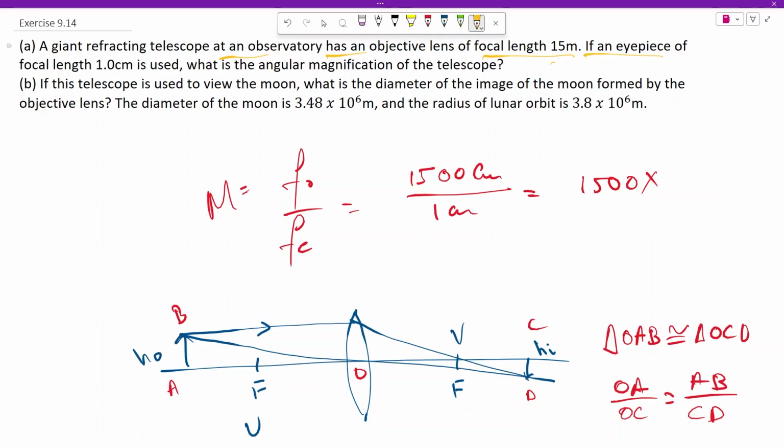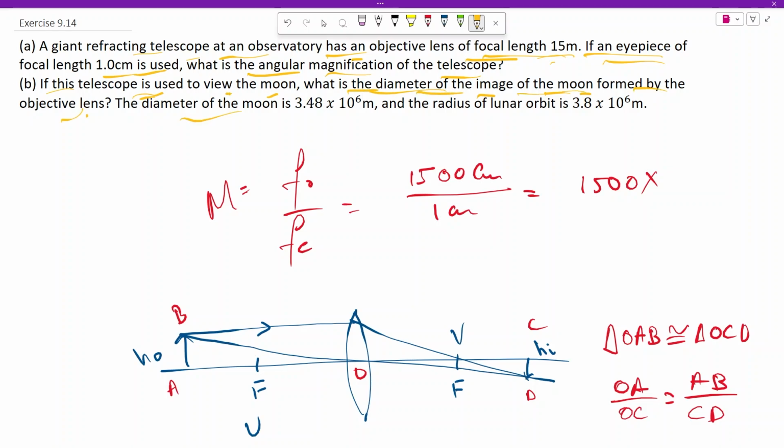The question says that a giant refracting telescope at an observatory has an objective lens of focal length 15 meter. If an eyepiece of focal length 1 centimeter is used, what is the angular magnification of the telescope? The second question says that if the telescope is used to view the moon, what is the diameter of the image of the moon formed by the objective lens?